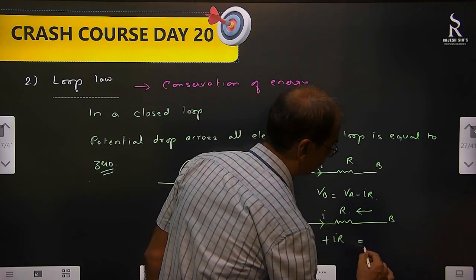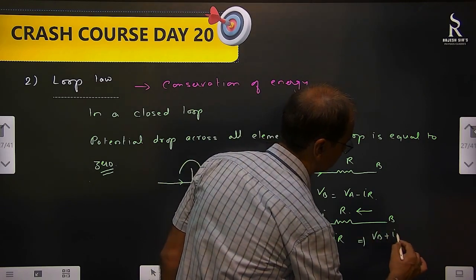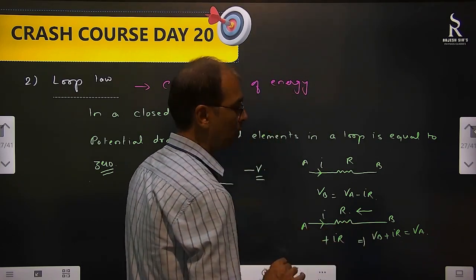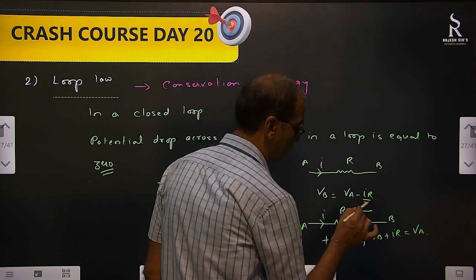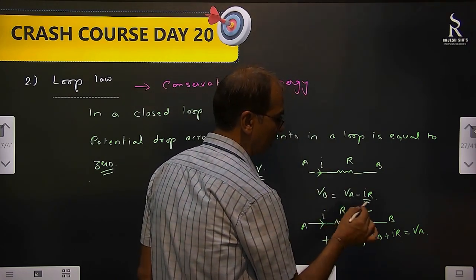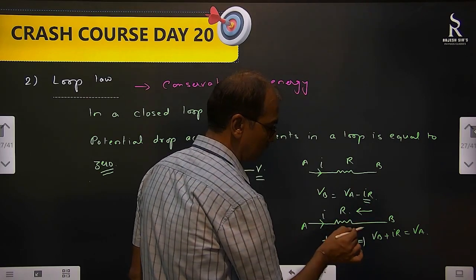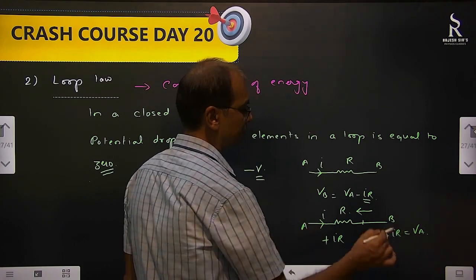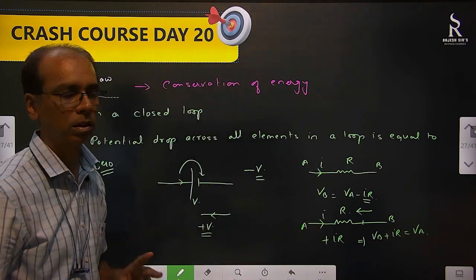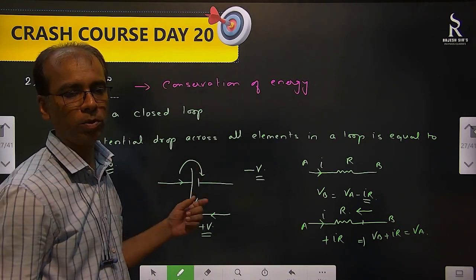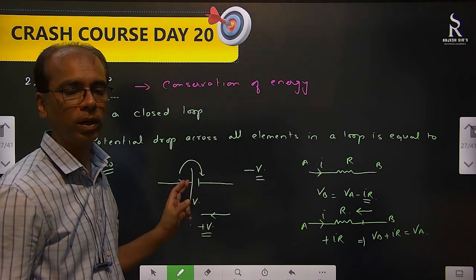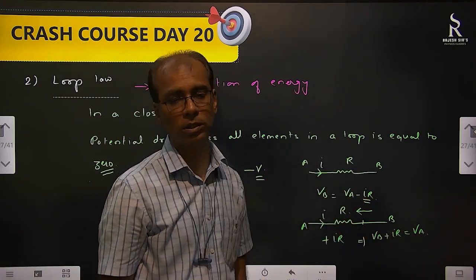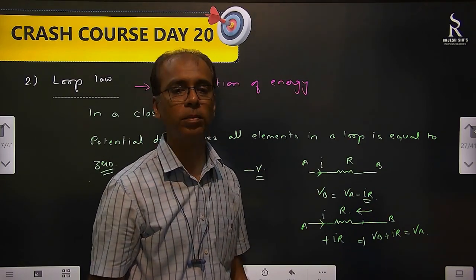Very simple. We write VB plus IR equal to VA. That means as you move from here to here, your potential increases by IR. Going from VA, the potential decreases by IR and becomes VB. Coming in the opposite direction from VB, it increases by IR, so it becomes VA. These two things you have to remember. In a battery, going from higher potential to lower potential, write minus V; moving from lower to higher, write plus V. When going in the direction of current, write minus IR; in the opposite direction, write plus IR. That's all you have to remember in loop law.